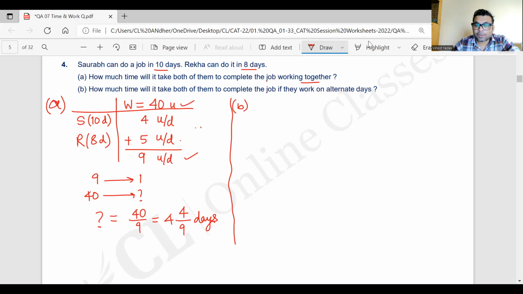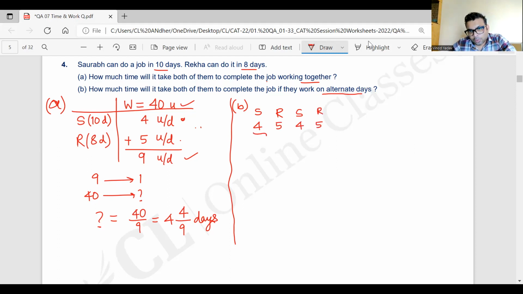How much time will it take when both of them work on alternate days? Alternate days, hold on. So let's assume Saurabh is doing the job on the first day, then Rekha. Means first day, 4 units will be done, correct, by Saurabh alone. Second day, Rekha alone can do it, 5 units. Cool. Then Saurabh will come, 4 units, then Rekha will come, 5 units.